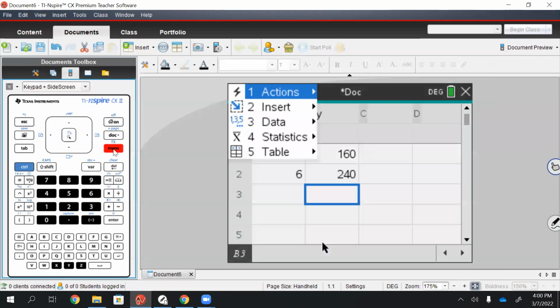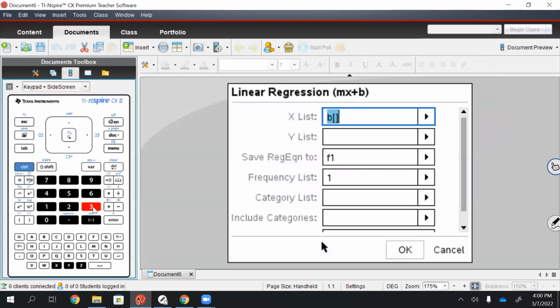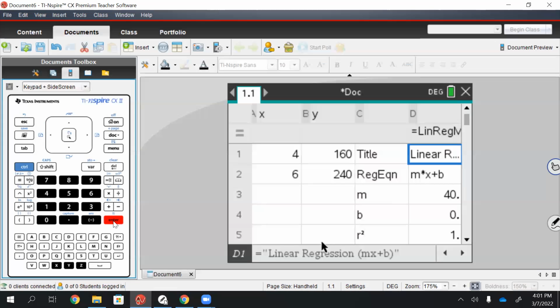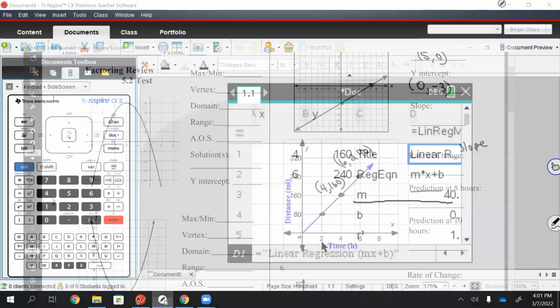And now you press menu 4, 1, 3 for a linear regression. And then we're going to put X down, Y down, enter. And now they want us to find the rate of change. So that is our slope. So what is our rate of change? 40.